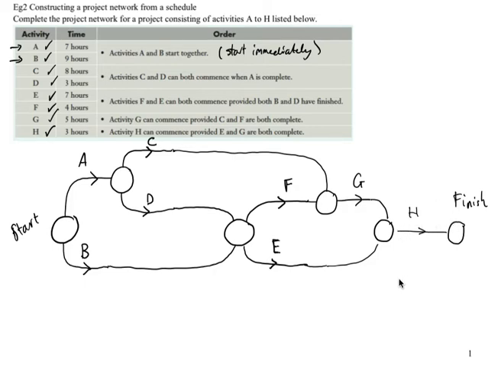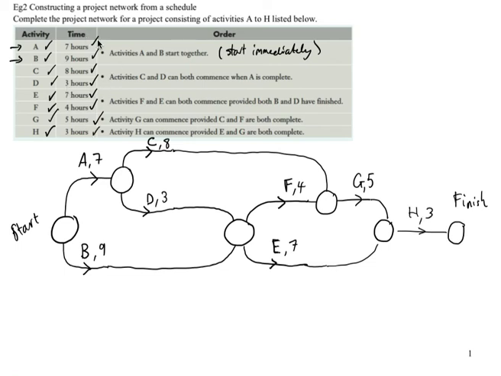So we've got a project network. We've drawn all the directional arrows. We've drawn all the tasks. Now we just need to add the times. So A in this case is 7. B is 9. You can tick off if you so wish. C is 8. D is 3. E is 7. F is 4. G is 5. H is 3. And now we're fully complete.